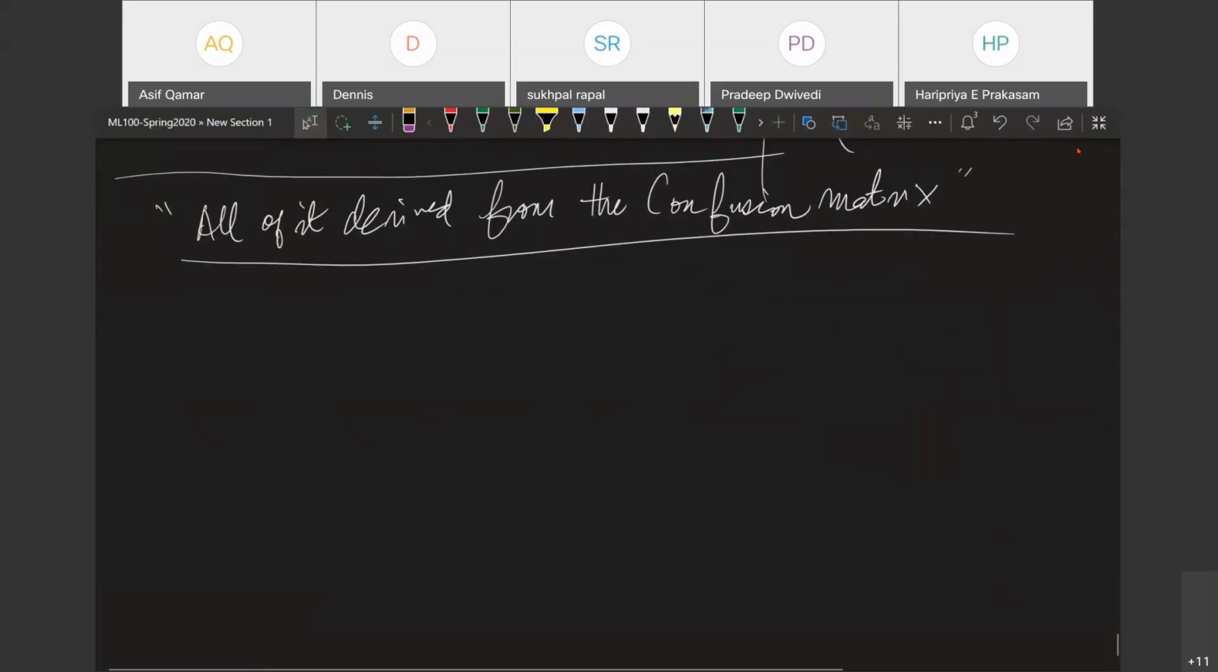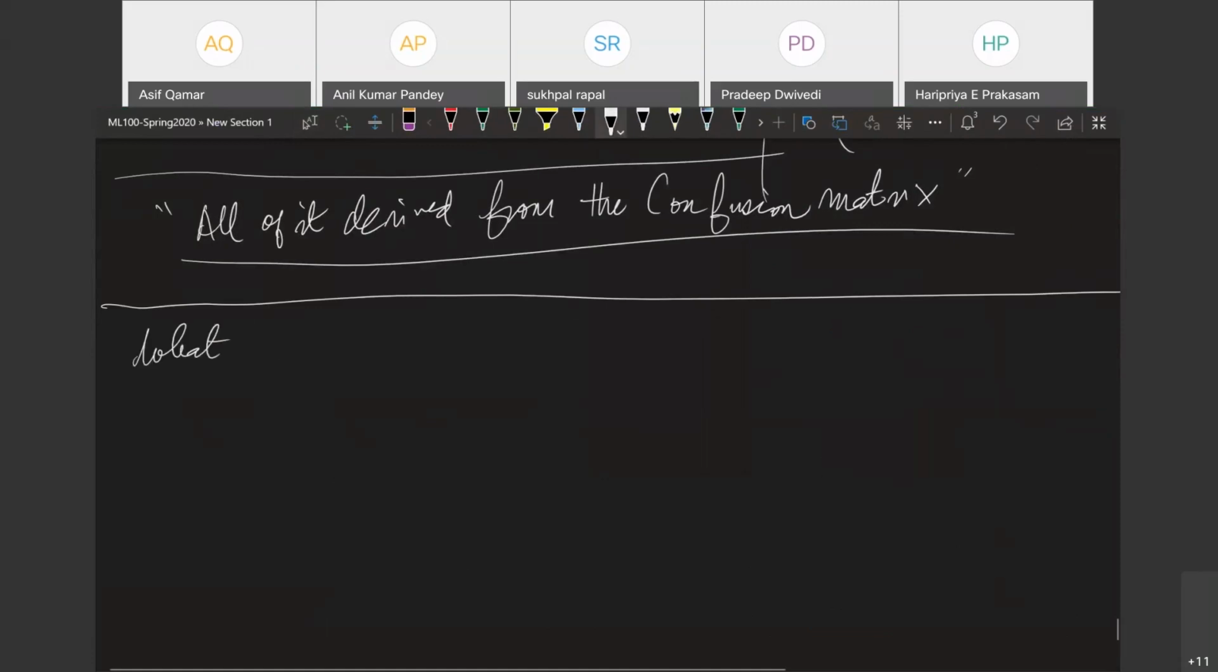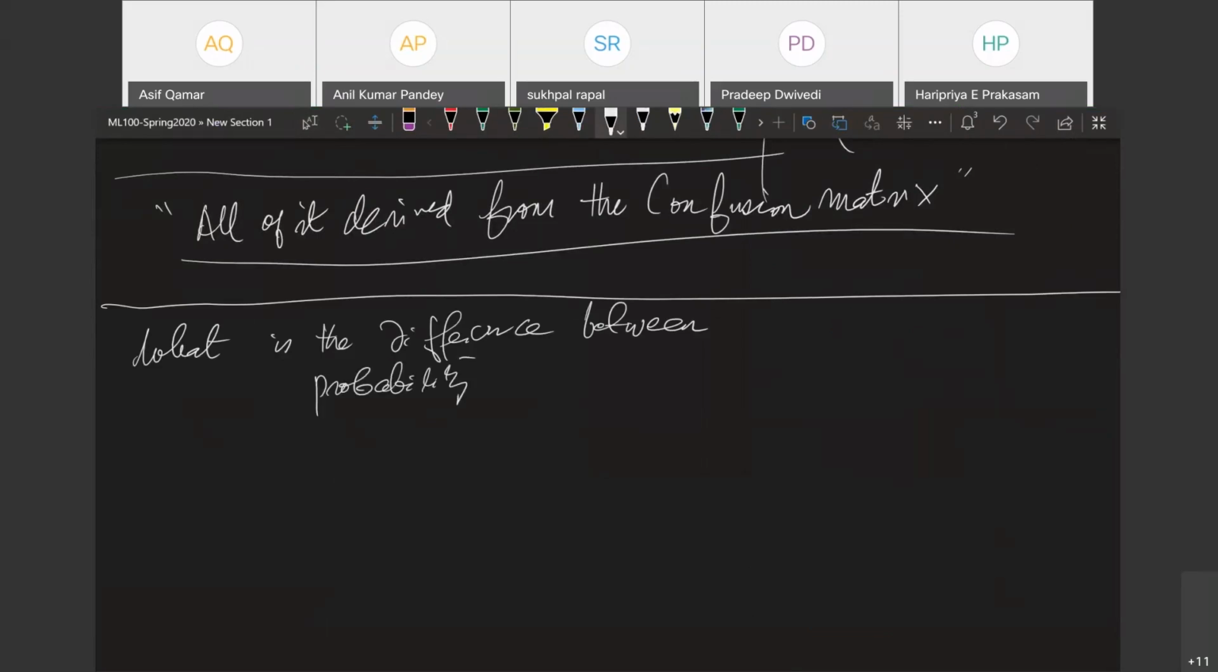Are you guys seeing my writing board again? Yes. Okay, so let me bring up another topic here. The question is, what's the difference between probability, odds, and likelihood? Are we together? Now, I'll give you a practical way of looking at it.